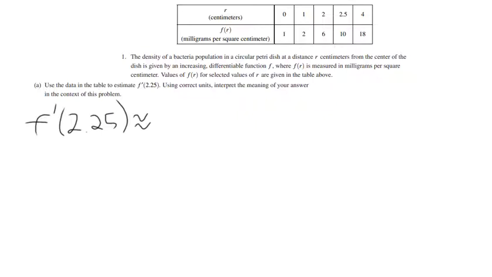If we put down equals, that would probably lose a point. So be sure to write approximately equals. And the best way to do this is just to calculate the slope between these 2 points. So we know it's going to be the change in these 2 values, so we're going to have 10 minus 6 over the change in these 2 values, 2.5 minus 2. And I don't think we need to put down units for this one because we are now going to use correct units to interpret the meaning of this answer in the context of the problem.